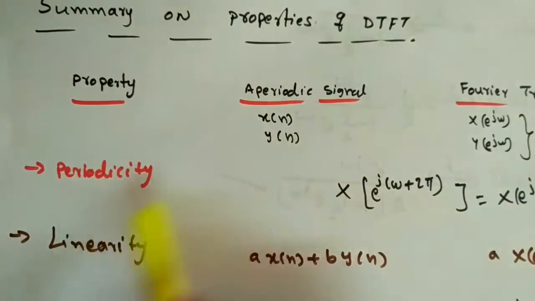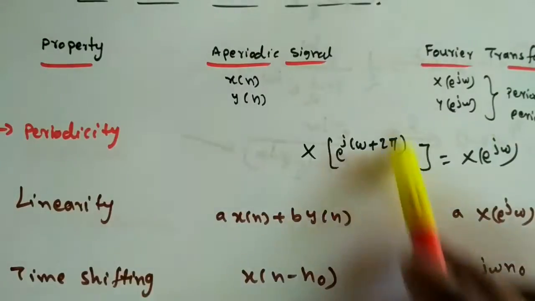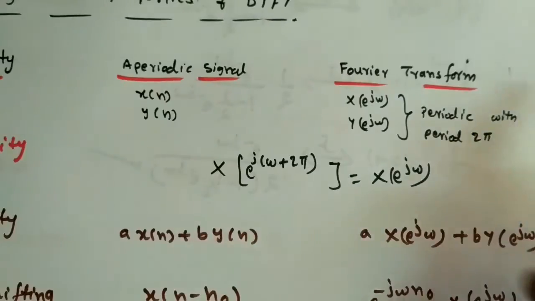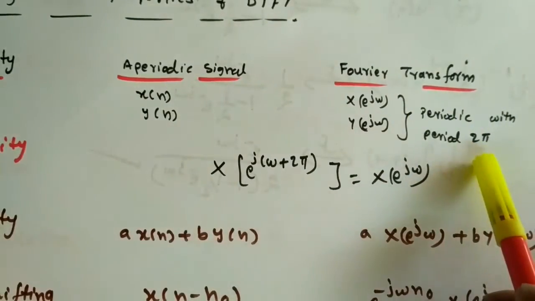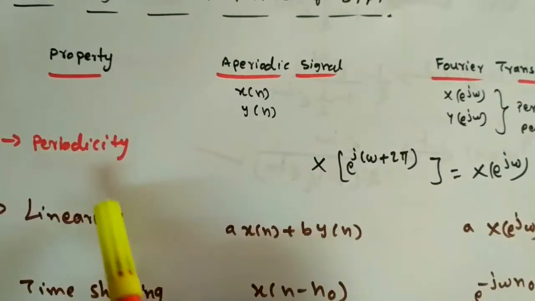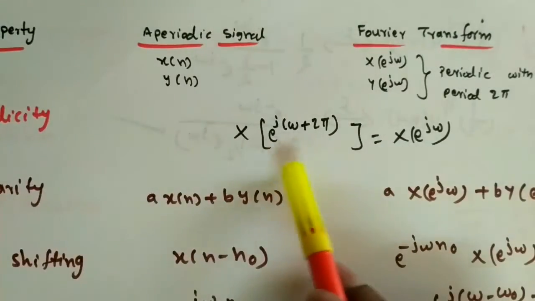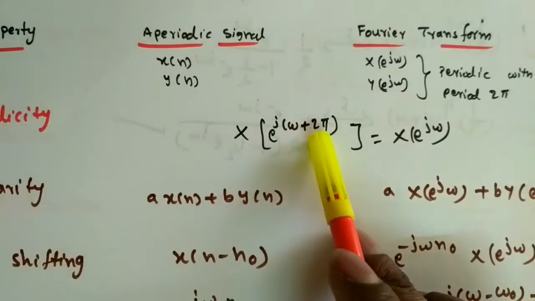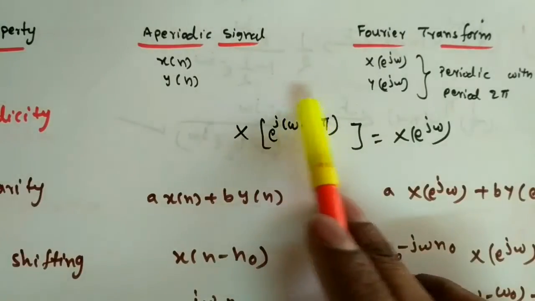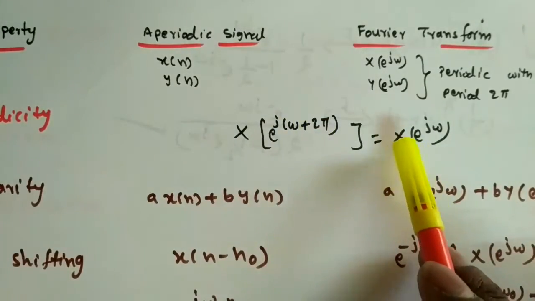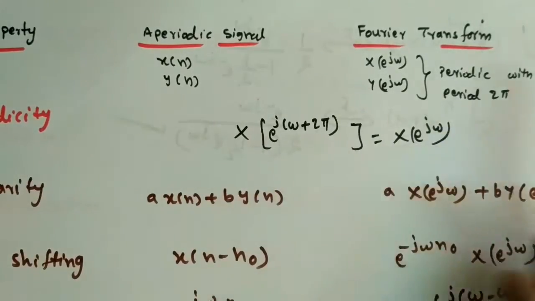So first we'll see the properties. This x of n is a periodic signal, right? And Fourier transforms are periodic with a period 2 pi. Now the first property is periodicity, that is like this: x of e power j (omega plus 2 pi) is equal to x of e power j omega in the frequency domain.